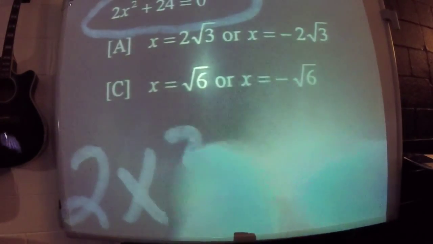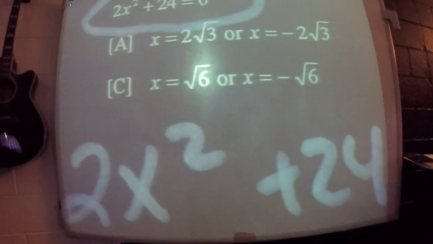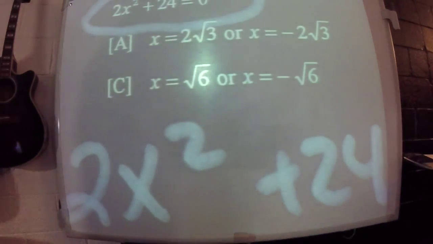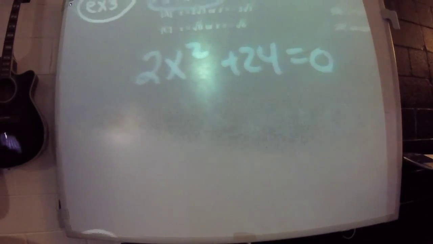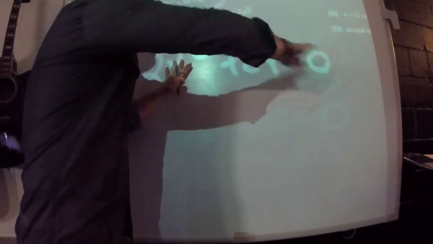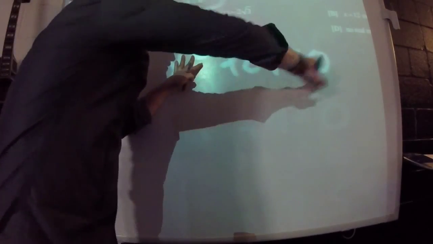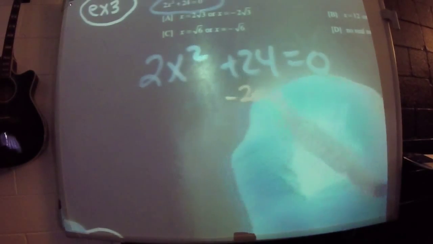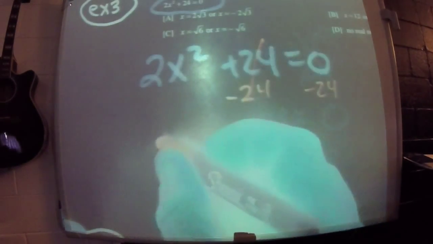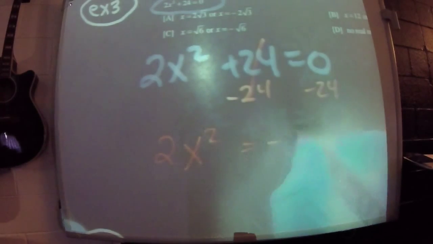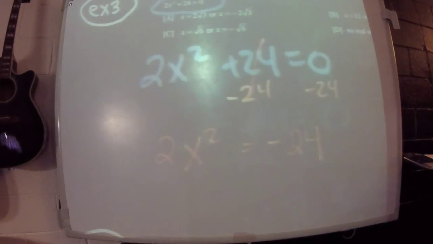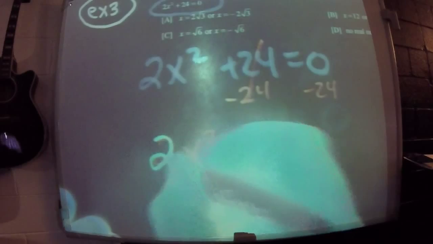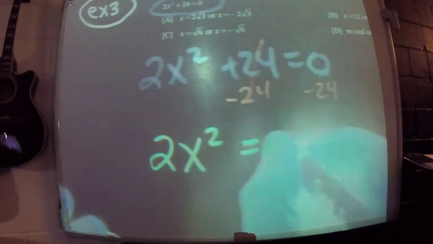But one way to easily tell this, if you have 2x squared plus 24 equals 0. Anytime you've got a quadratic that doesn't have a b piece, doesn't have the x piece, what you can do is move all the numbers over to the right, leave x squared right here, move the 24 over, get the coefficient off, and we can solve it that way as well. So I'm going to minus the 24, and you get 2x squared equals negative 24.